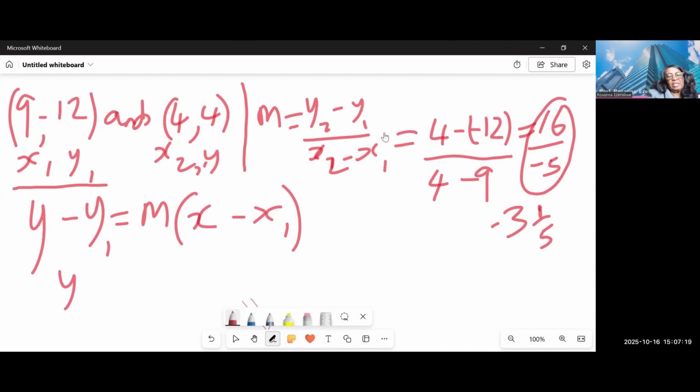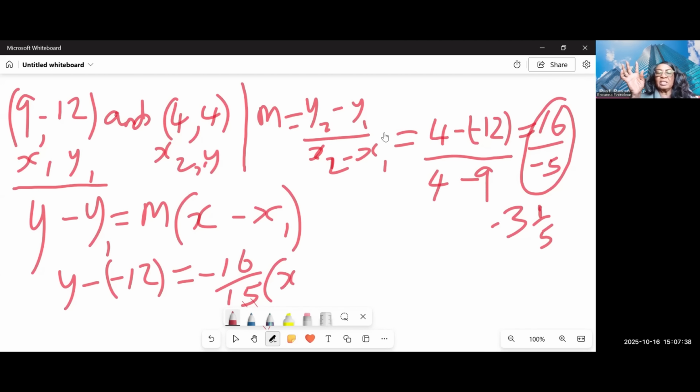So y minus y1, remember that y1 is negative 12, so minus negative 12. And the slope we have is negative 16 over 5. And the x that I have, I am given the x as 9, so x minus 9. And then I have to simplify and later write my equation in slope-intercept form.